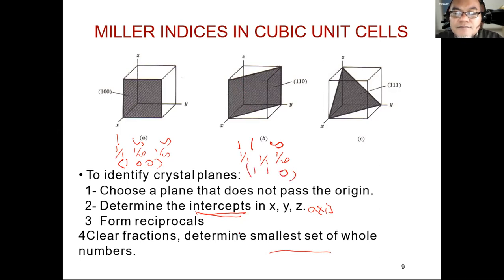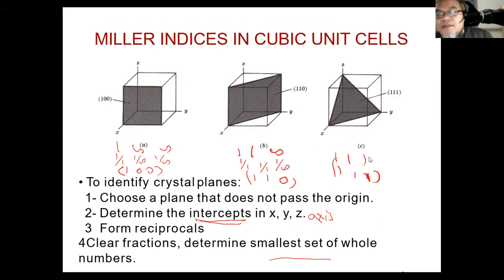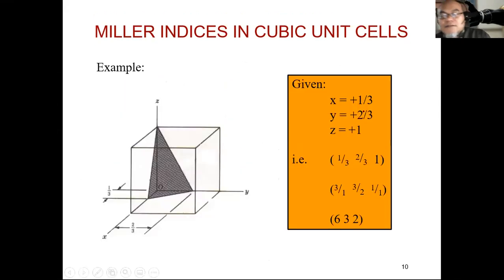Like this plane: intercept x at 1, intercept y at 1, intercept z also at 1. The reciprocals are 1, 1, 1 as well. Immediately you put them under parentheses. So far, is it quite clear? Yeah, I hope quite clear.